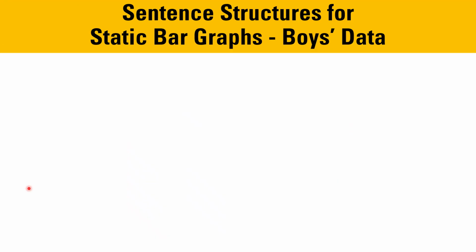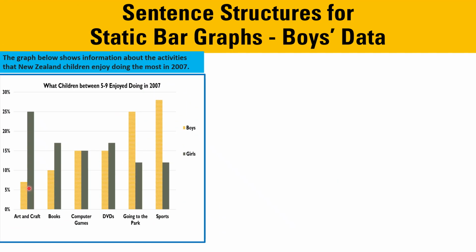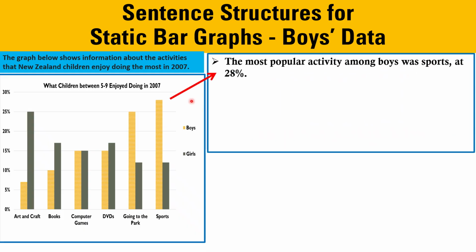Let's see how these structures work in practice. Here is how we can apply them to the boys' data. We can begin with a superlative. The most popular activity among boys was sports at 28%.